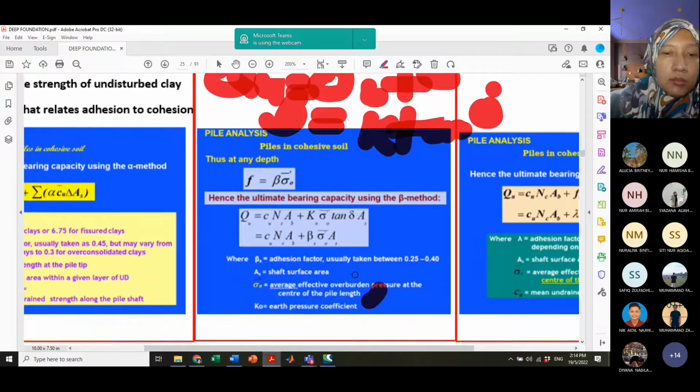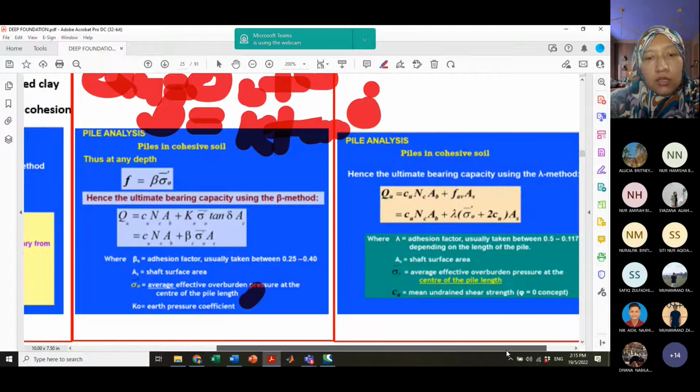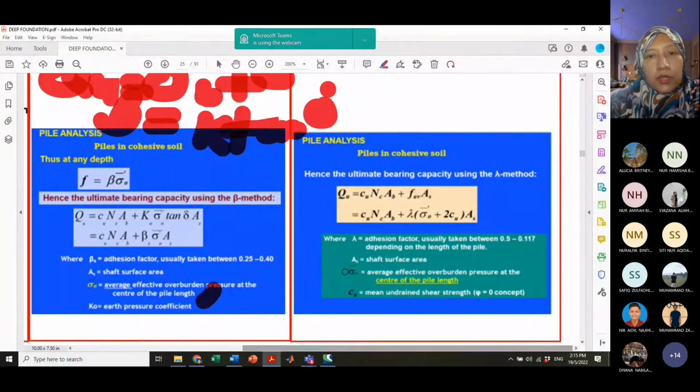So the addition factor beta in around 0.25 to 0.4. So masih lagi sama. Yang berbezanya kat sini lah average effective overburden pressure. So we're going to consider the average overburden pressure at the mid layer of the depth ataupun at the center of the pile length. So that's when we are considered the effective overburden pressure.